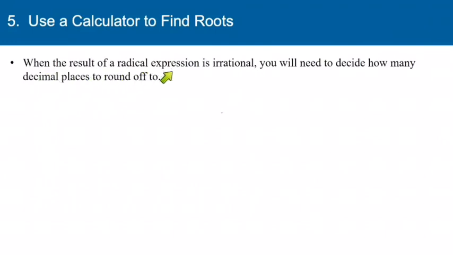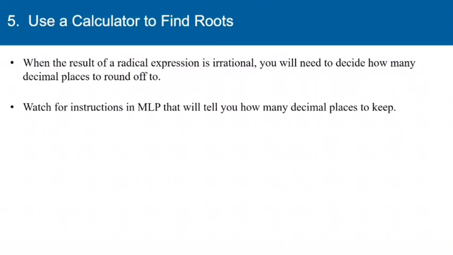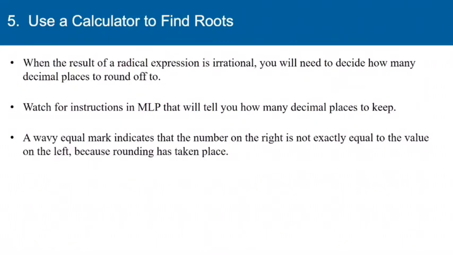So when the result of a radical expression is irrational, you will have to decide how many decimal places to round off to. If you're using MyLabs Plus, they will tell you how many decimal places you'll have to keep in your answer. A wavy equal mark indicates that the number on the right side is not exactly equal to the value on the left because rounding has taken place. I know you've seen those wavy equal marks before. That just says, hey, there's been some rounding here, so these two things are not exactly equal. They are sort of equal.